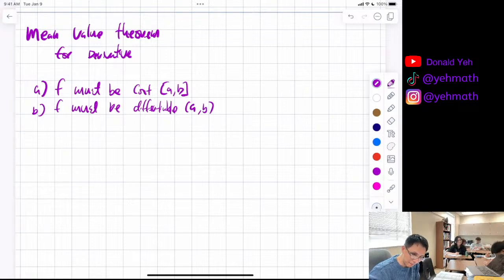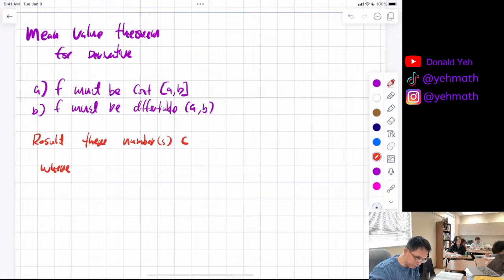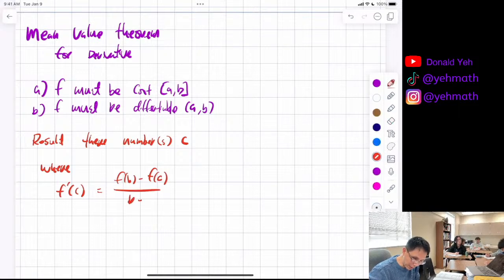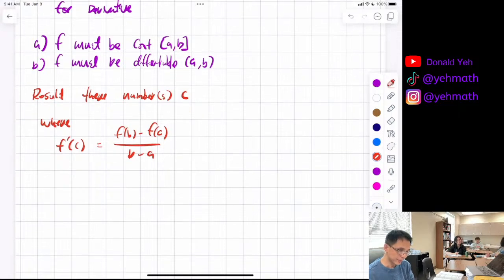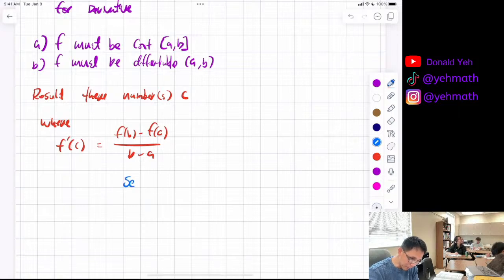The third one is the result: there is a number or numbers c where f prime of c is equal to f of b minus f of a over b minus a. For me, this is known as the secant slope. This is the tangent slope.